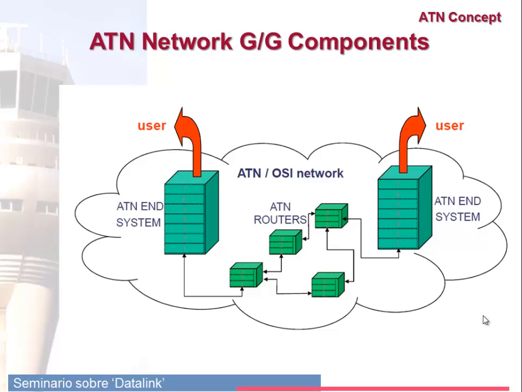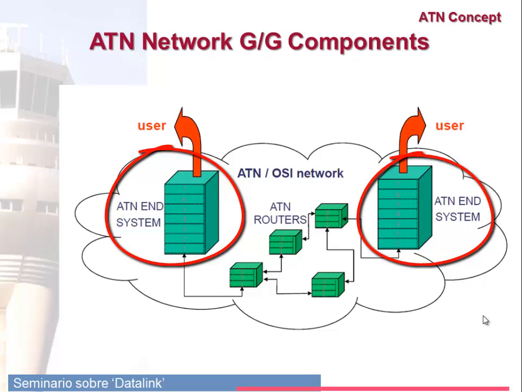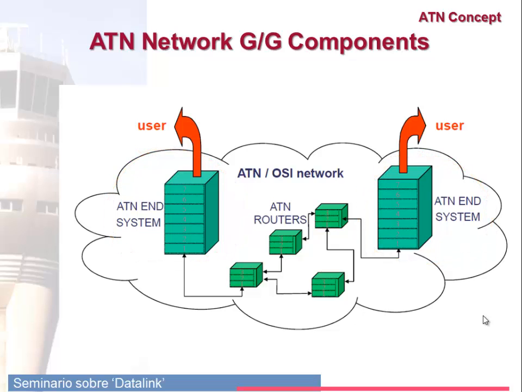Once we have covered the ATN network from an end-to-end point of view, it is time to address the different components that an ATN network consists of. As we can see here on the slide, there are two main components. On one side, we have the ATN end systems, which usually are the DLFEP servers or the DLFEP systems. On the other side, we have the ATN routers, which are in fact the intermediate systems. These intermediate systems are usually ground-ground ATN routers or air-ground ATN routers.